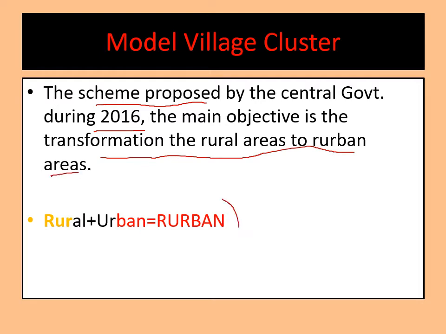The word urban is very relevant. The word comes from two words: the first part comes from rural and the second half comes from urban. So it's a combination of rural and urban.